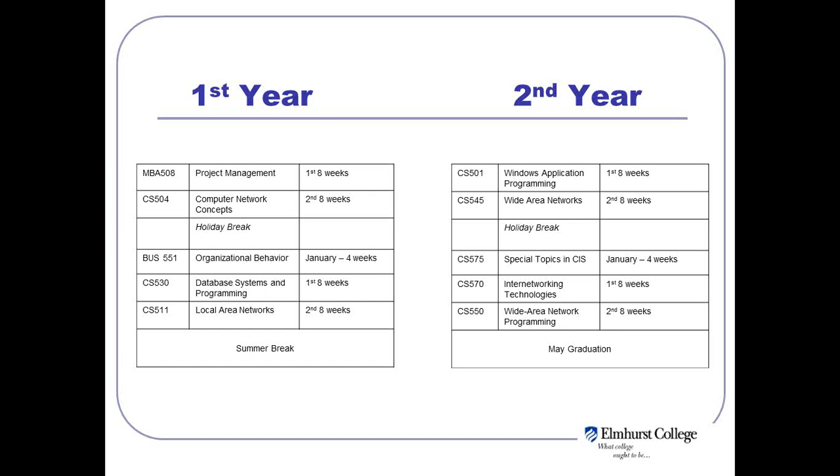Then you come back in January into organizational behavior. Again, this is our January term, which is 4 weeks long, and we get that class done in that time. Then we move into our database systems and programming, which is the first 8 weeks of that semester. Here's where you plan that back-end database for that project that you planned back in the project management course. Then you take another networking class, local area networks. And then you have the summer break.